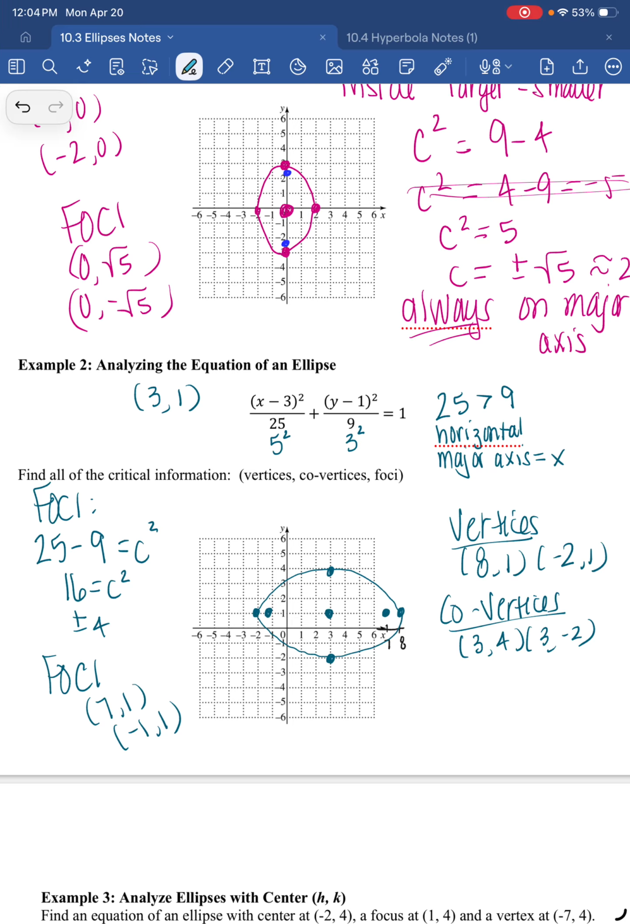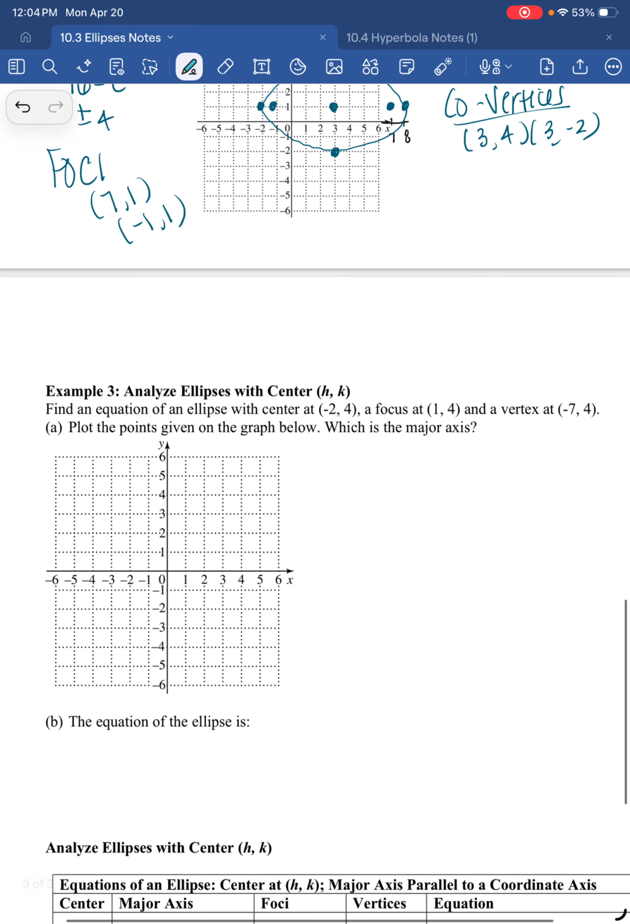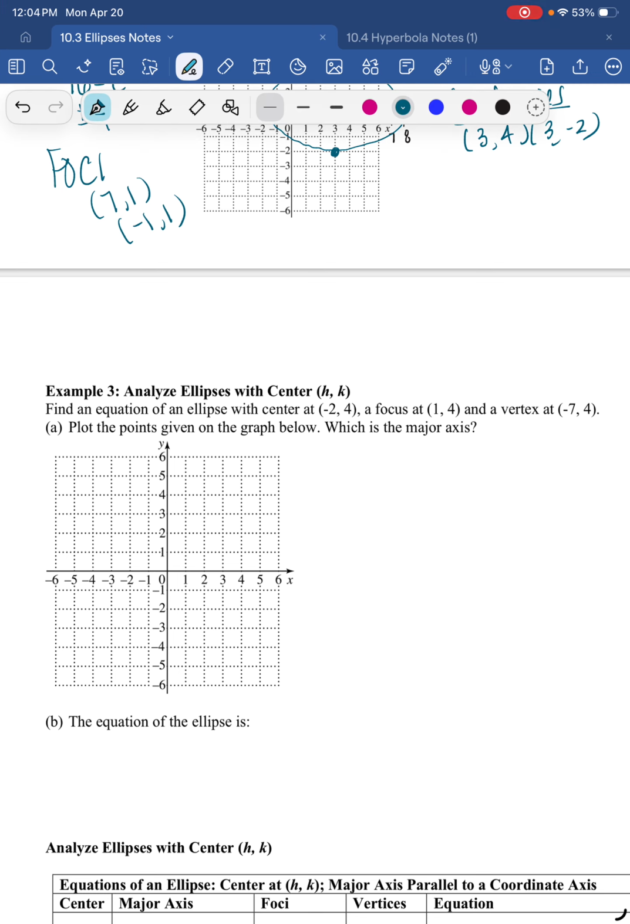Okay. Last thing. All right, so now we're going to work backwards, and I'm going to give you the information, and you're going to write the equation. Okay, so for this one, I'm telling you the center is at (-2, 4). It makes no difference which way this ellipse opens. (-2, 4), there's your h and your k. (x + 2) squared plus (y - 4) squared equals 1.